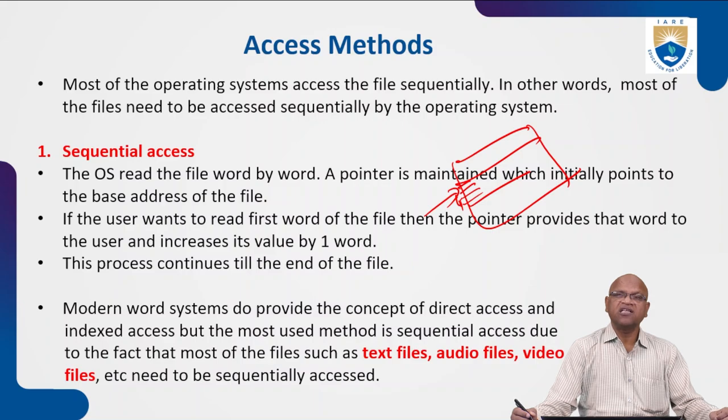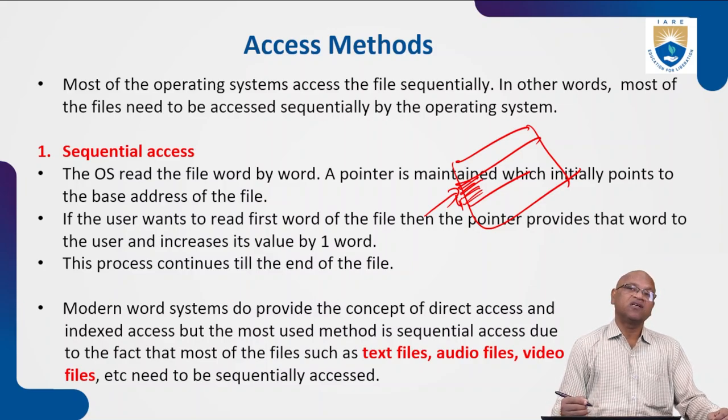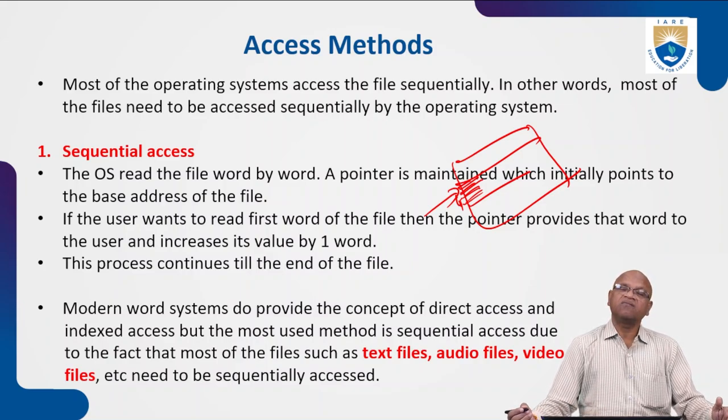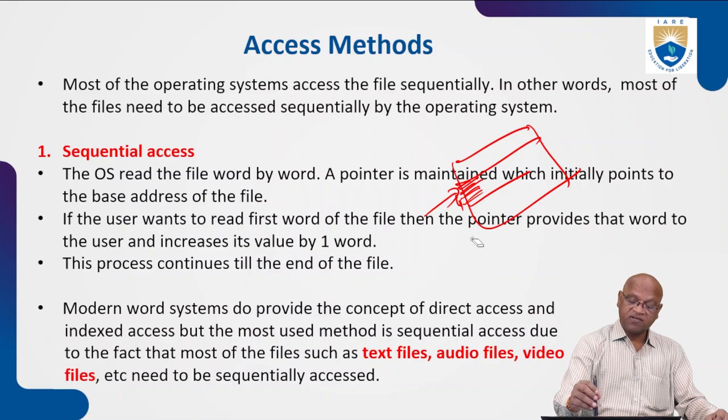Because once you want to see any movie, or any diagram saved in the hard disk, that diagram is saved line by line, converted into a digital circuit and saved line by line. So you have to read it sequentially only. If you read in between, we cannot get the diagram. You have to read from the beginning to the end of the file, and then only you will get the complete diagram. Otherwise, you don't get the complete diagram. This is the benefit of sequential access of the file.